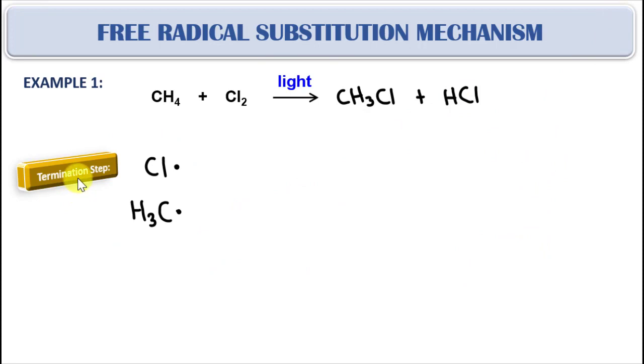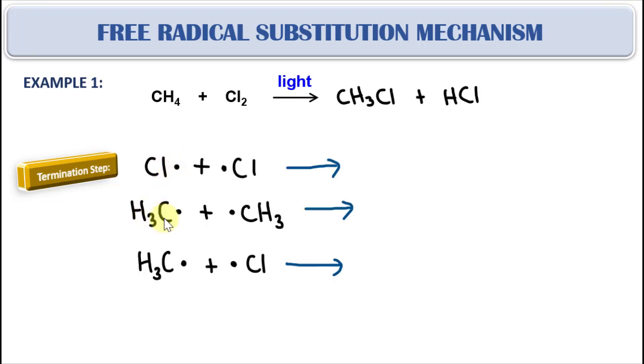In the termination step, these two radicals that are formed from the initiation and propagation steps will combine with each other to form a molecule with all electrons paired. The chlorine and methyl radicals will combine with each other in three ways.